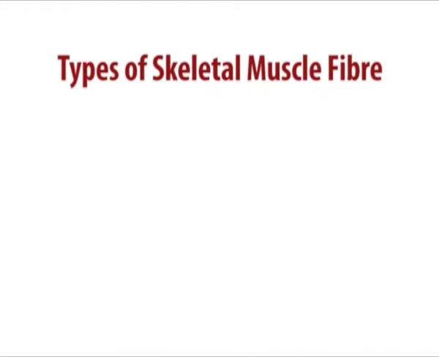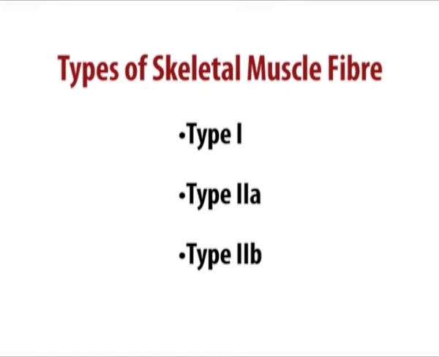Within skeletal muscles, there are three types of fibers depending on speed of contraction, different types of activity and variation in color. The color variation is due to the myoglobin content, which is the oxygen carrying protein present in muscles. The three types of muscle fibers are type 1, type 2A and type 2B.